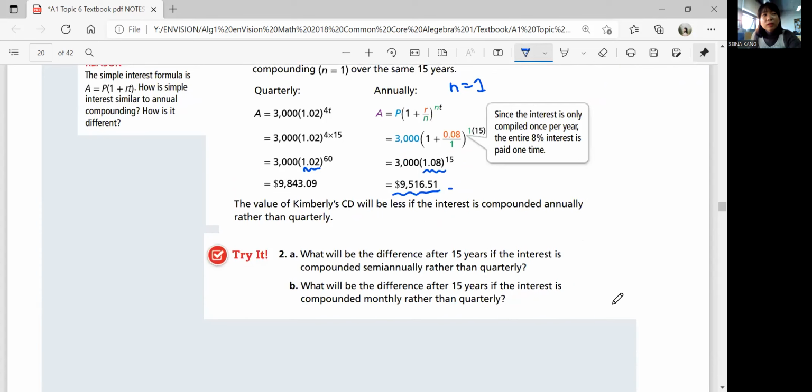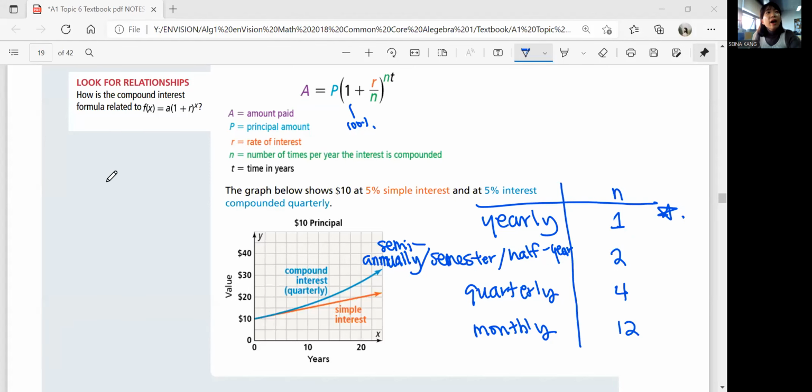So let's look at try number 2. A, what will be the difference after 15 years if the interest is compounded semi-annually? That means N is 2 rather than quarterly. And B, what will be the difference after 15 years if interest is compounded monthly? This is when N is equal to 12 rather than quarterly, 4. See if you can do it by yourself and come back when you're ready for answers. And let's add semi-annually in our previous notes here.